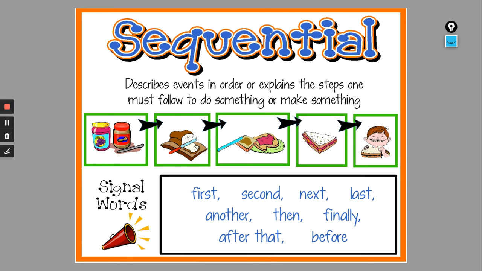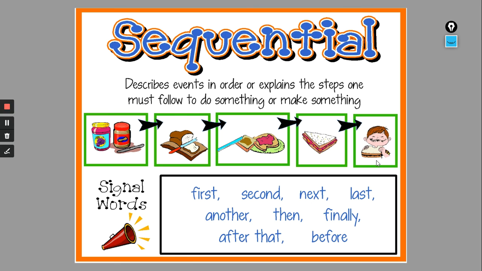I gave a great example here on this slide. We have peanut butter and jelly sandwiches, right? First you got to get the peanut butter and jelly. You got to cut the bread. You got to put the peanut butter and the jelly on the bread. You smash those breads together, make a sandwich, and then you make a happy, delicious sandwich.